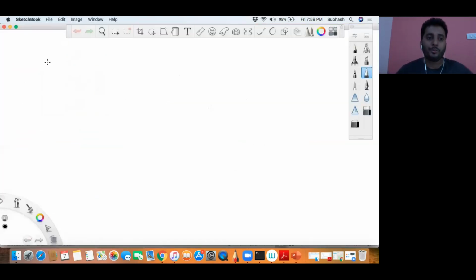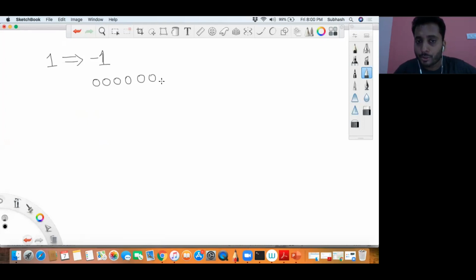Now assume there is one number, 1. I want to represent the negative number of 1, which is nothing but -1. If I want to represent -1, the first thing you have to do is represent 1. How do I represent 1? I'll make use of 8 bits: 0 0 0 0 0 0 0 1. This is nothing but 1.